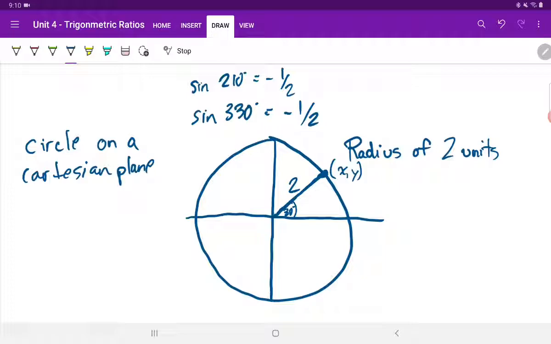Would you be able to find me the coordinates x and y of the point on that circle? Where we're going with this is we're developing why sine 30 equals the same as sine 150, why it's the negative version for sine 210 and sine 330. So we're looking at developing that. I chose the number 2 on purpose and the angle 30 degree on purpose, because it is one of our special triangles.